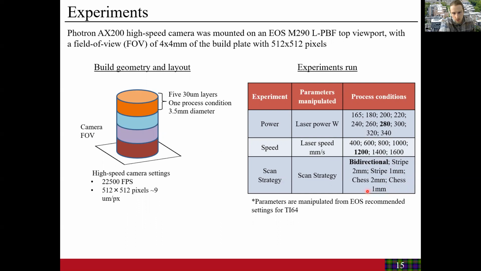So these process conditions are only showing the process variables that we changed, and those deviate from the EOS recommended settings to produce Ti64, which is the material we're printing with. And that includes laser power of 280, laser speed of 1200 millimeters per second, bidirectional scan strategy, and 140 micron hatch spacing.